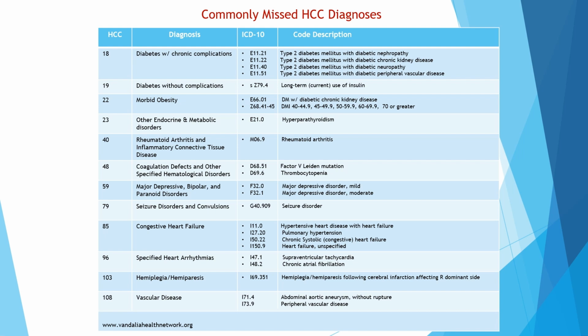ICD-10 code and descriptions are D68.51, factor V Leiden mutation. D69.6, thrombocytopenia. HCC 59. Diagnosis is major depressive, bipolar, and paranoid disorders. ICD-10 code and descriptions are F32.0, major depressive disorder, mild. F32.1, major depressive disorder, moderate.